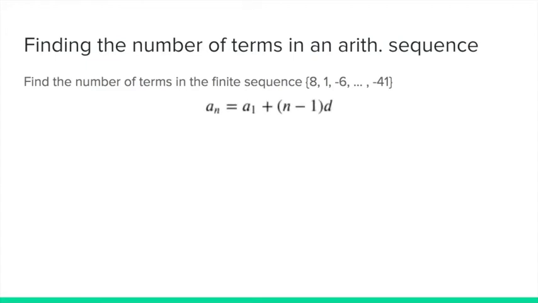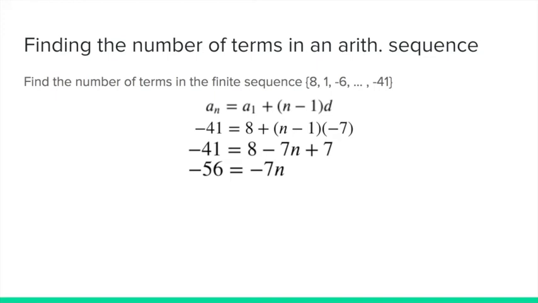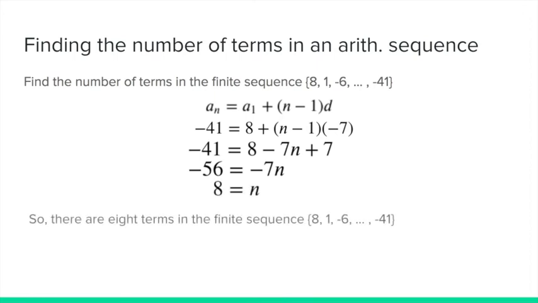So starting with our basic nth term formula, we'll plug in the pieces that we know. Negative 41 is the last term, the nth term. a sub 1 is the first term, that's 8, and then d, our common difference, is negative 7. So the only variable we have in the equation now is n. So we can simplify a little bit. I just distributed the negative 7 right there. And then we can combine all the constants and get them over on the left-hand side. So we get negative 56 equals negative 7n. So n must be 8. So therefore there are 8 terms in this finite sequence.